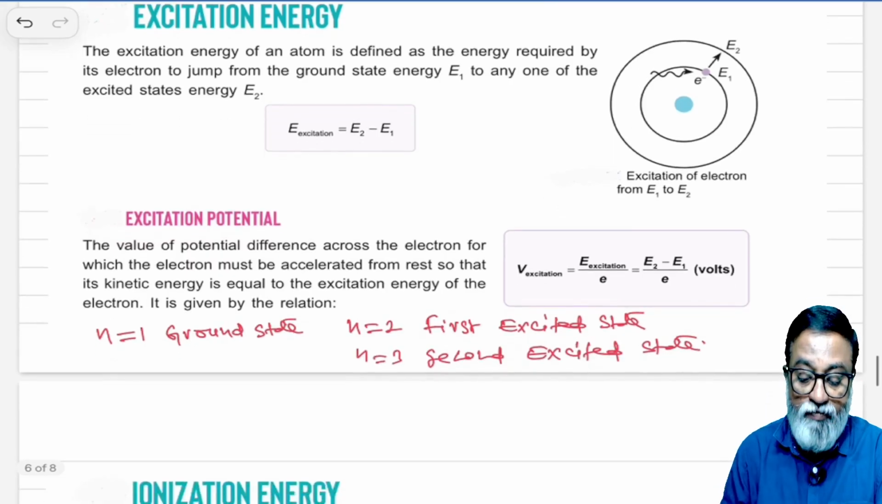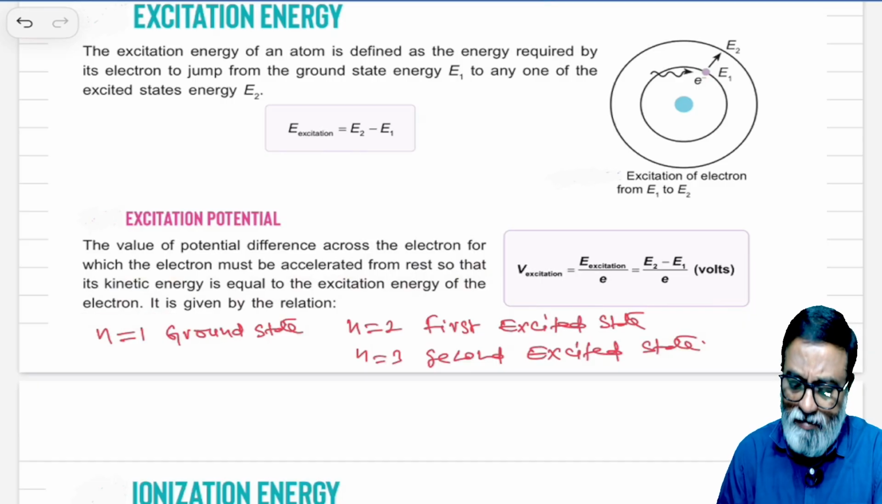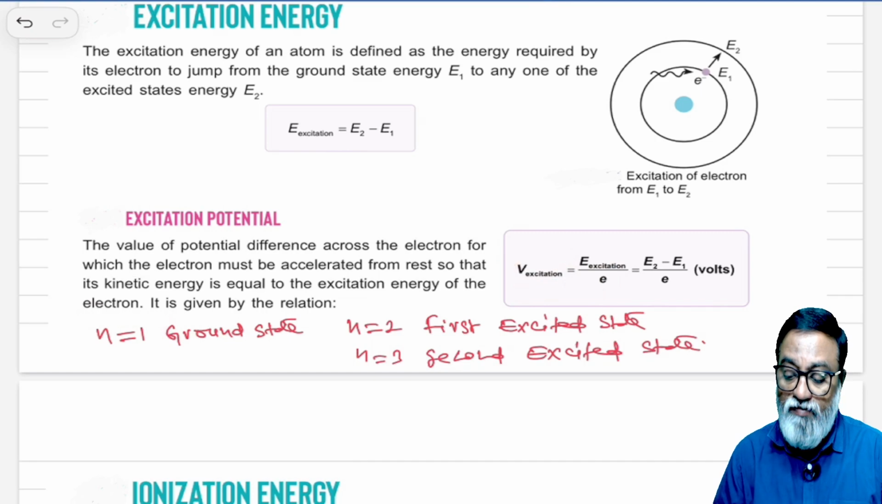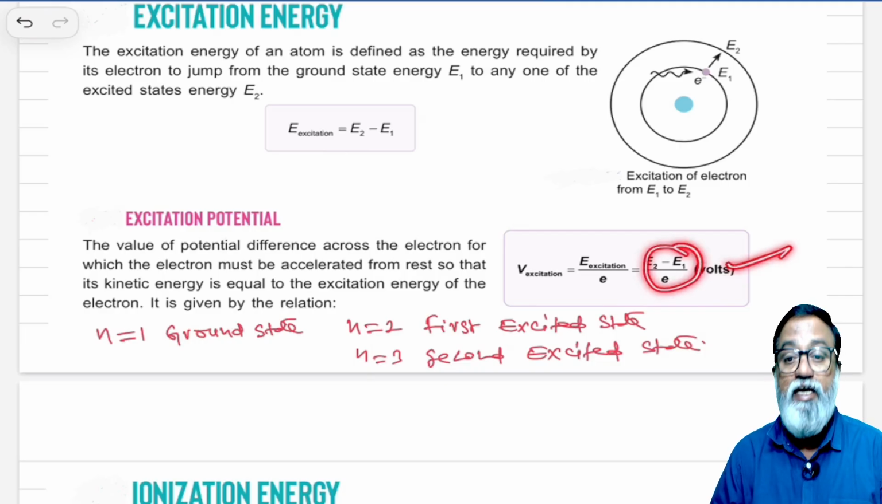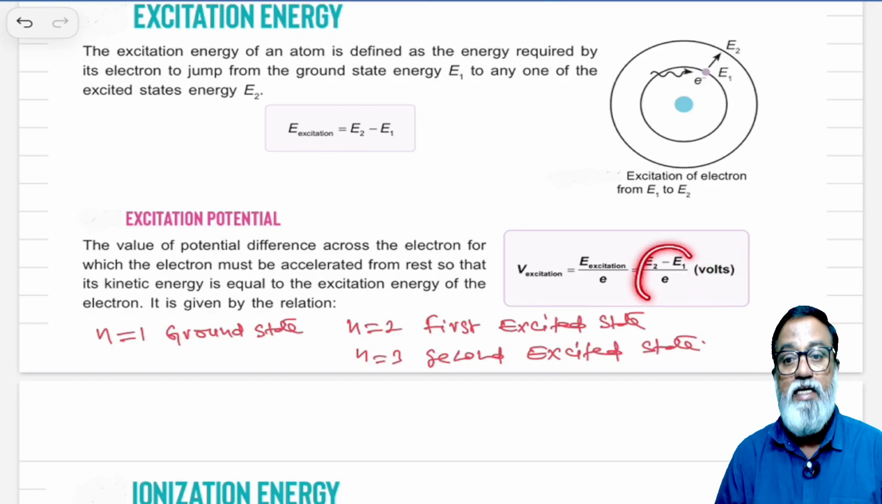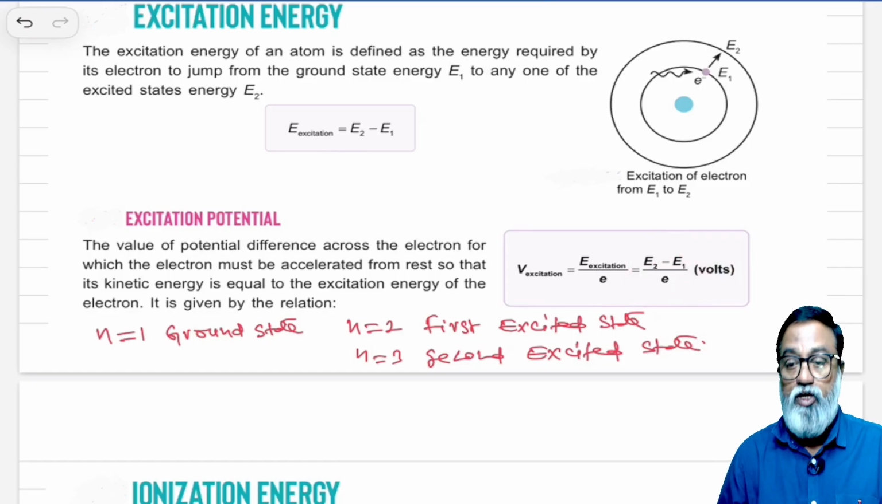Excitation potential: the value of potential difference across which the electron must be accelerated from rest so that its kinetic energy is equal to the excitation energy. Very simple, excitation potential is excitation energy by e. Therefore, E2 minus E1 by e is nothing but the voltage. When it is excited from the first to the second level, the excitation energy by e is called excitation potential.